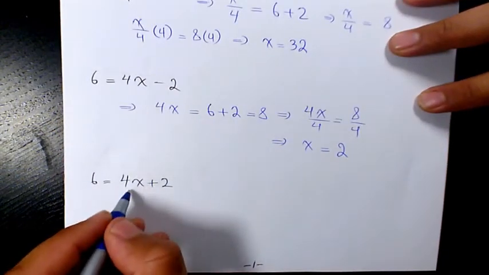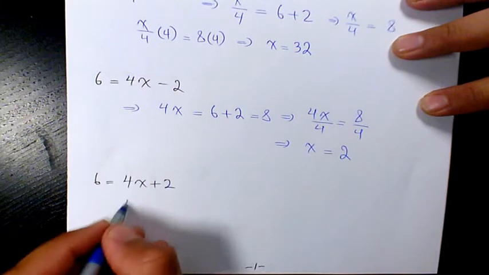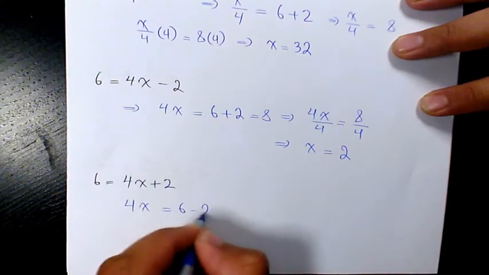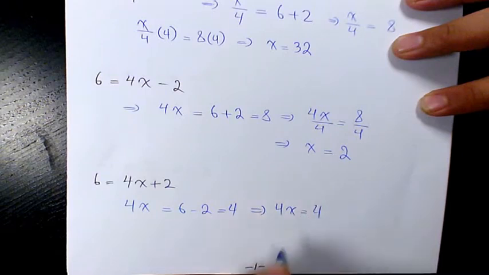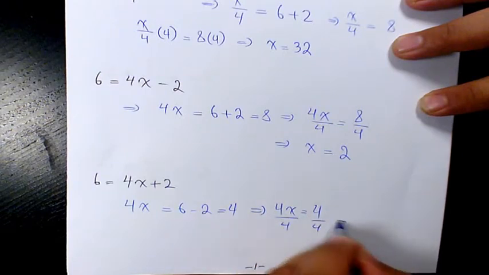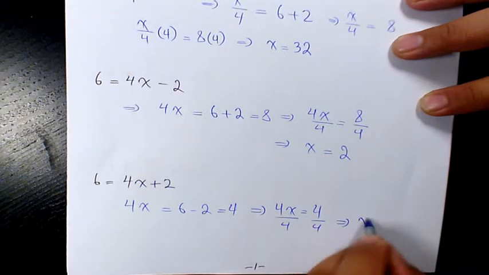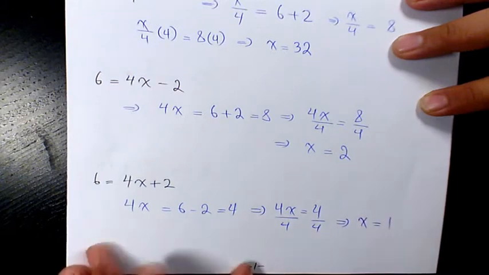6 equals 4x plus 2. So we have 4x equals 6 minus 2, which will be 4. So we have 4x equals 4. In order to isolate it, we need to divide both sides by 4. So 4x divided by 4 is x. 4 divided by 4 is going to be 1.